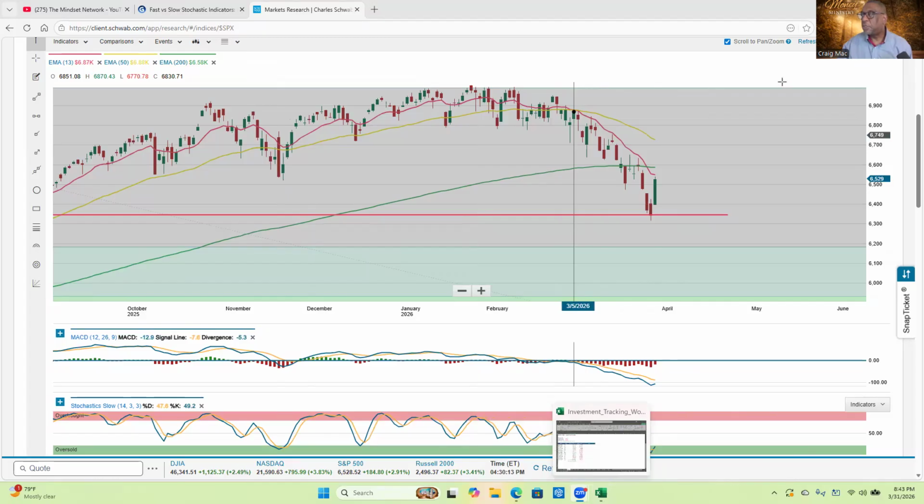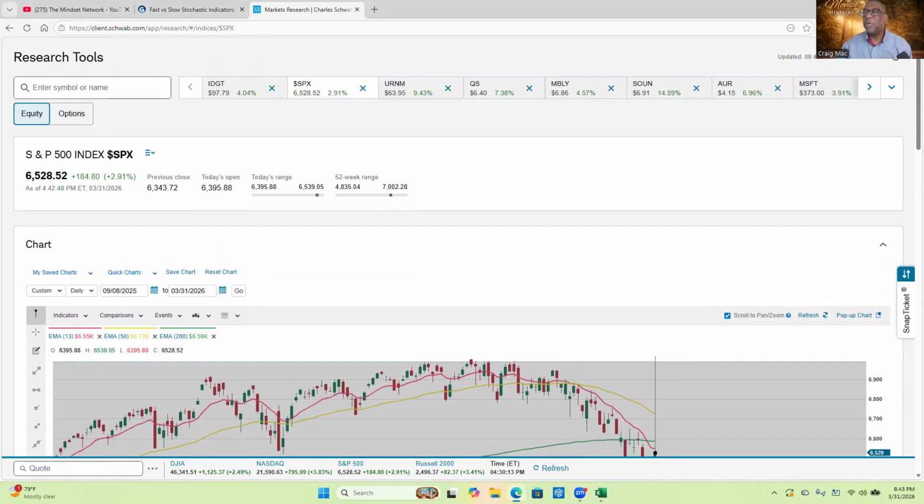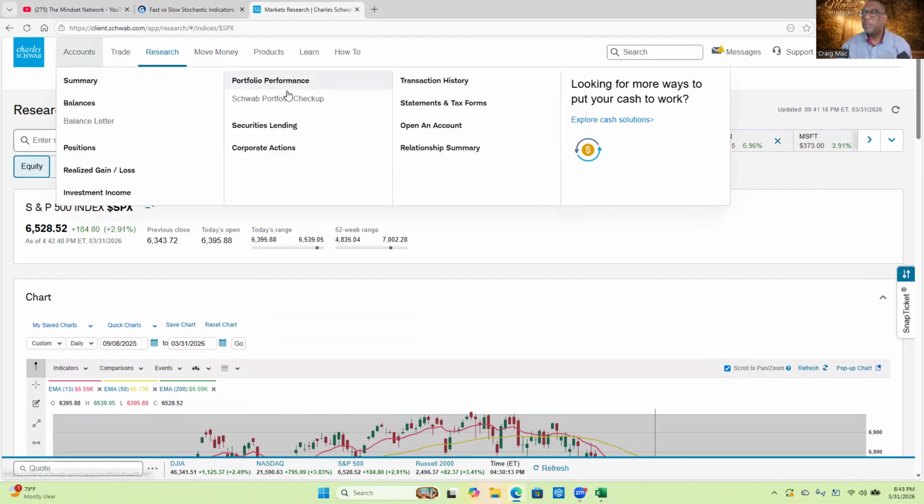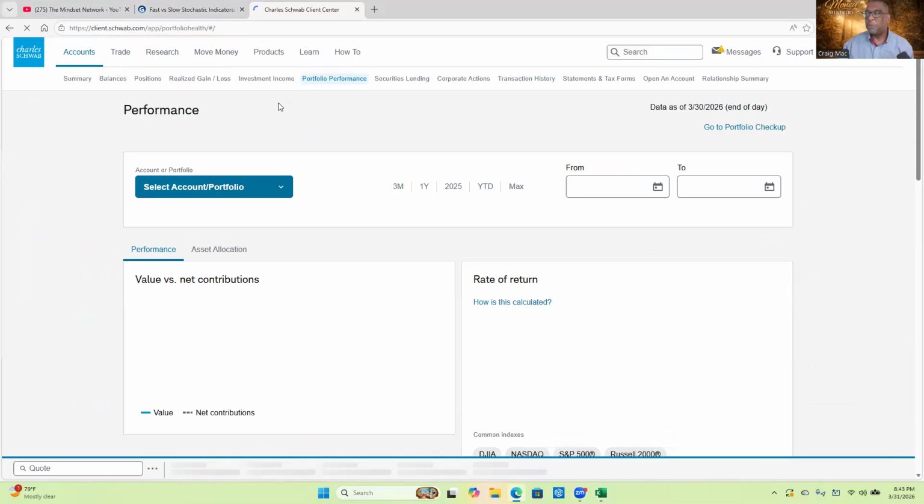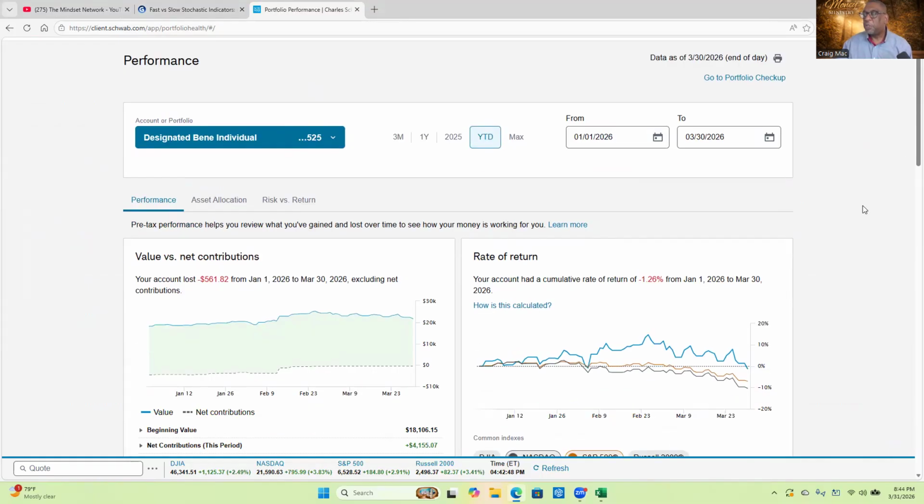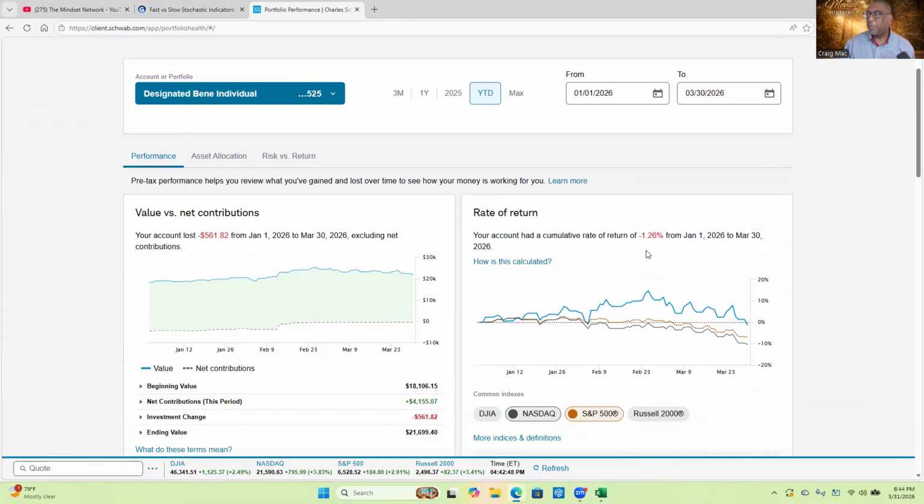As you can see, this is the S&P, but that's not what I want right now. What I want is portfolio performance. Okay. All right. Portfolio performance. So year to date, as you can see here, I'm at a negative 1.26 return. Given all the turmoil with the war, the fake war, the Epstein war, whatever you want to call it, just like everybody else, it's caused the market to go down, which means my portfolio went down.